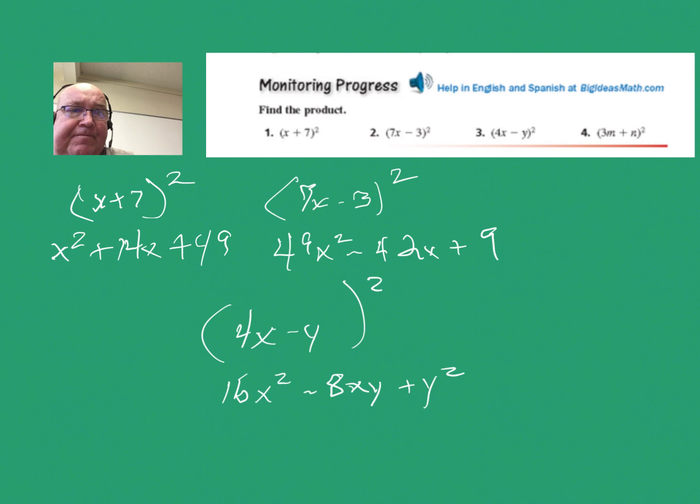And finally, 3m plus n squared. 9m squared. 2 times 3, 6, plus 6mn plus n squared. Easy to follow that pattern anytime you have a binomial.